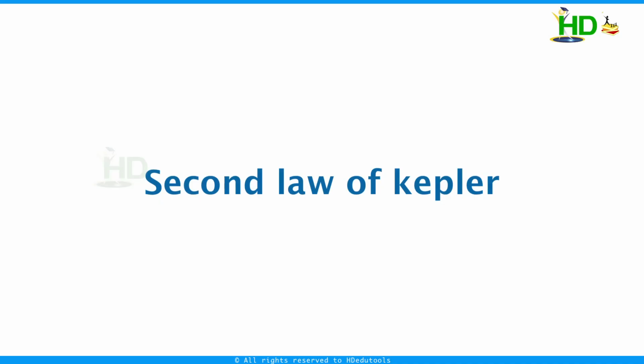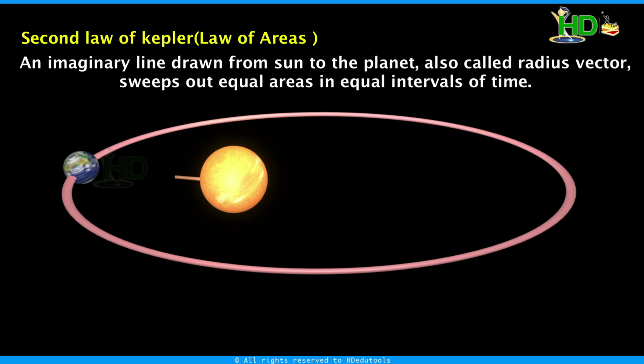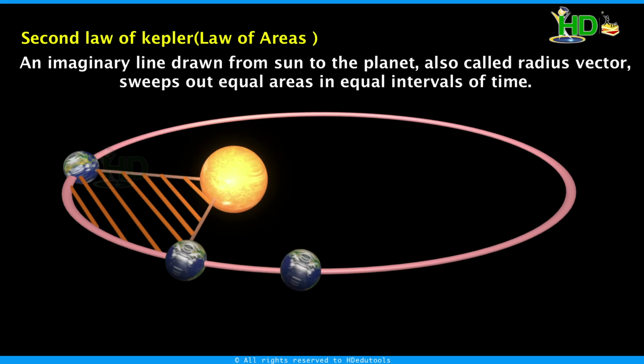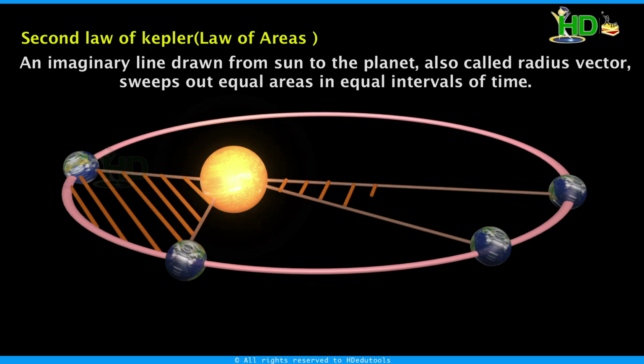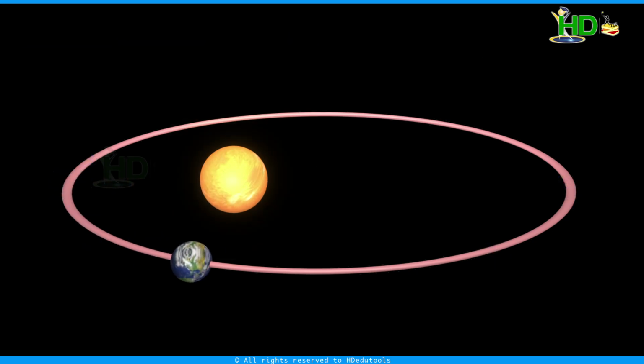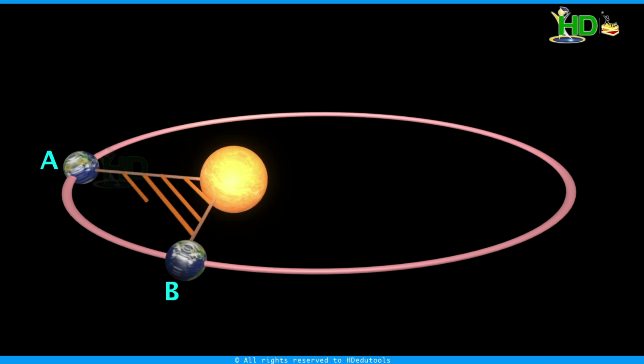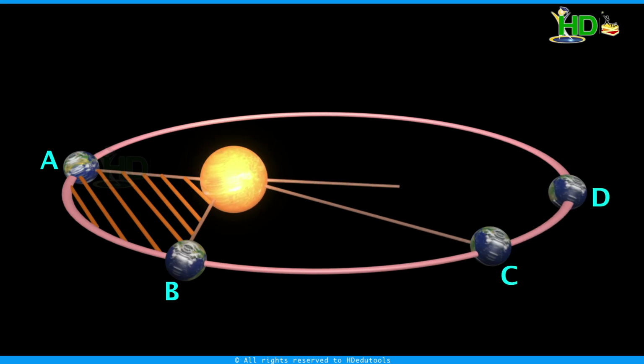Now we go for the second law of Kepler. According to this law, an imaginary line drawn from Sun to planet, which is also called the radius vector, sweeps out equal areas in equal intervals of time. Suppose you consider a planet moving around the Sun, as shown in the figure. Let A and B be two positions of the planet for a period of 1 month. C and D are also two positions related to a time interval of 1 month.